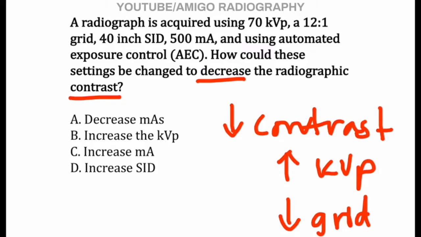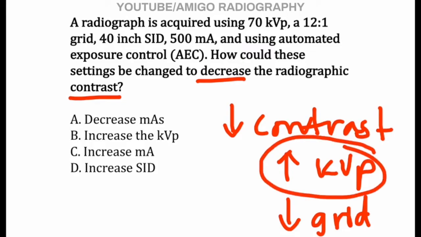Since we're talking about the 15% kVp rule, let's focus on this idea here. To decrease contrast, we need to increase kVp. And as it turns out, that actually is one of our options, B. In order to decrease the radiographic contrast, we can increase the kVp.